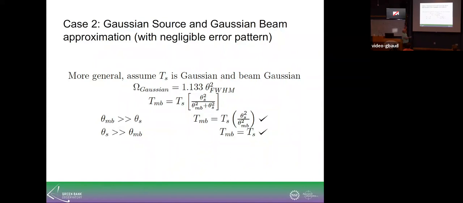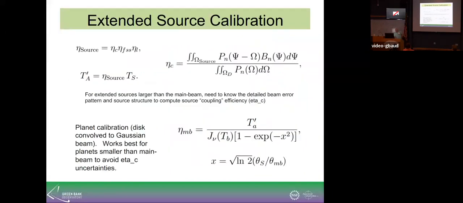The source is much bigger than the beam. Then if the source is much bigger than the beam, this just goes to 1. So when the source is much bigger than the beam, what you measure is what the source physical temperature is. Modulo, you have to correct for the absorption of the Earth's atmosphere. So those are the two limiting cases that one can compute analytically.